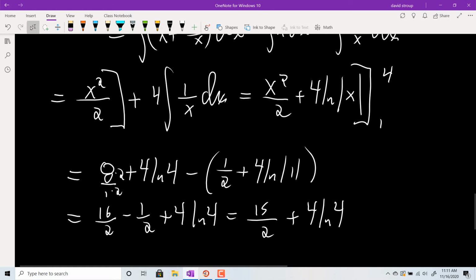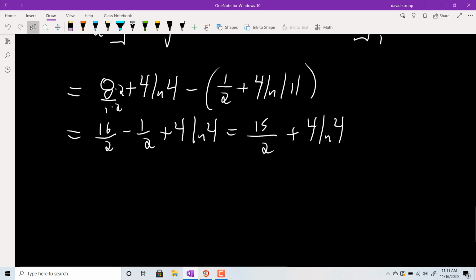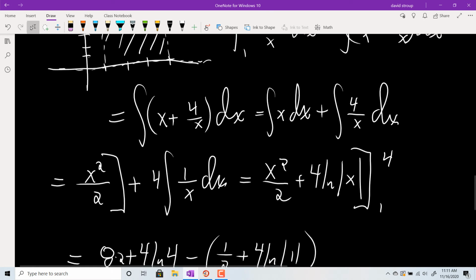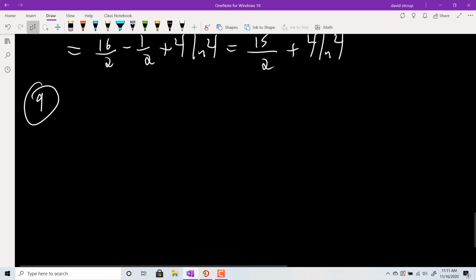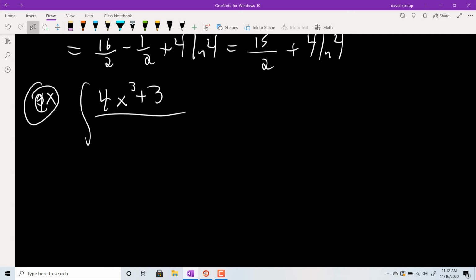Let's look at another one. This one looks a bit nastier, but it's really just a natural log type problem. Let's not put numbers on these because they're not the same anymore. Just call it an example. Okay, so 4x cubed plus 3 all over x to the 4th plus 3x.